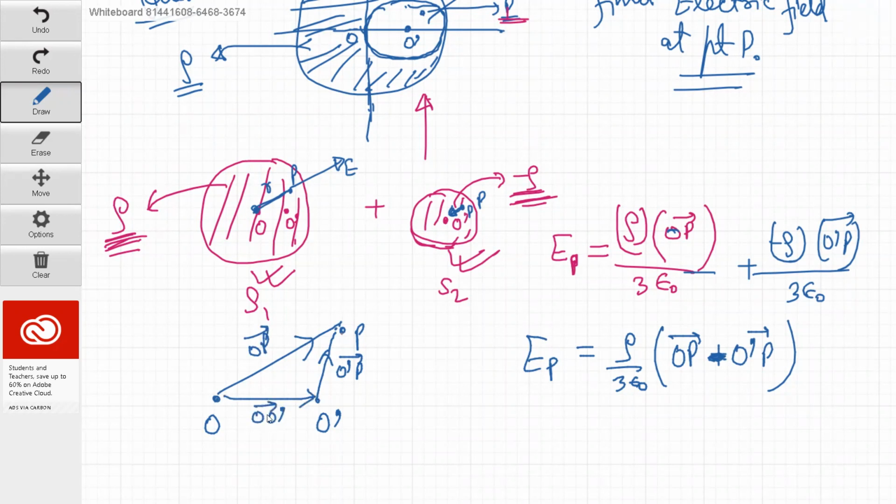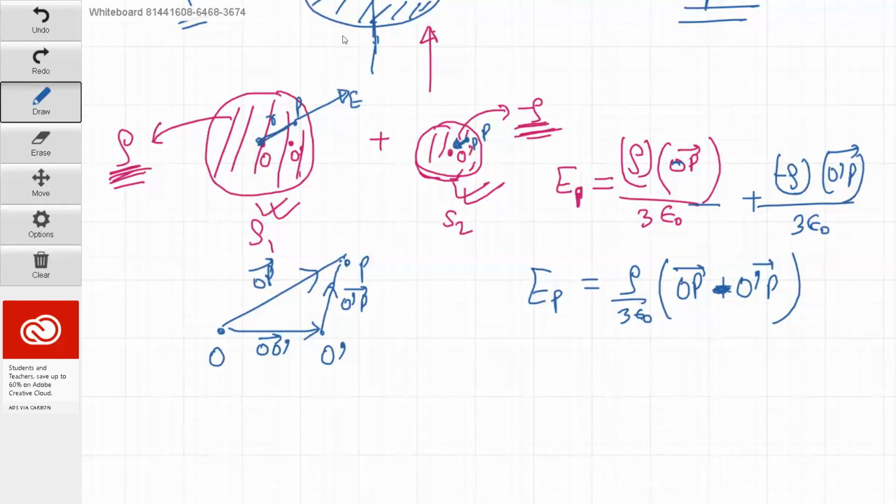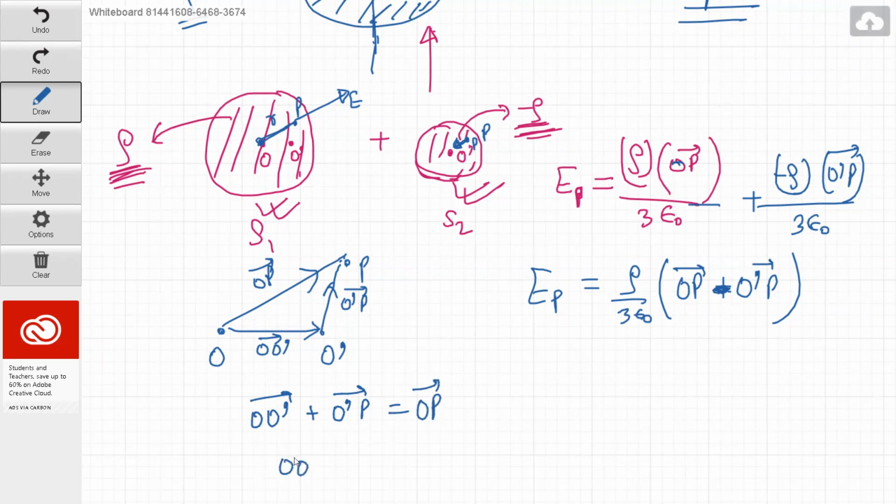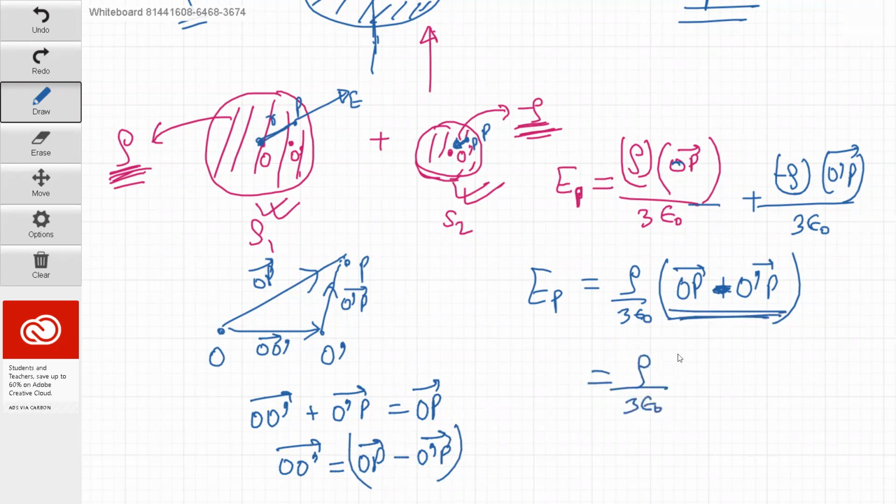Is there any relationship between these vectors? If you read the triangle law of vector addition in class 11th, you can tell that the OO dash vector plus the O dash P vector will be equal to the OP vector. Yes, sir. So the OO dash vector will be equal to the OP vector minus the O dash P vector. Is this all right? So basically we can replace this vector by rho by 3 epsilon naught into the OO dash vector. Hope you understand.